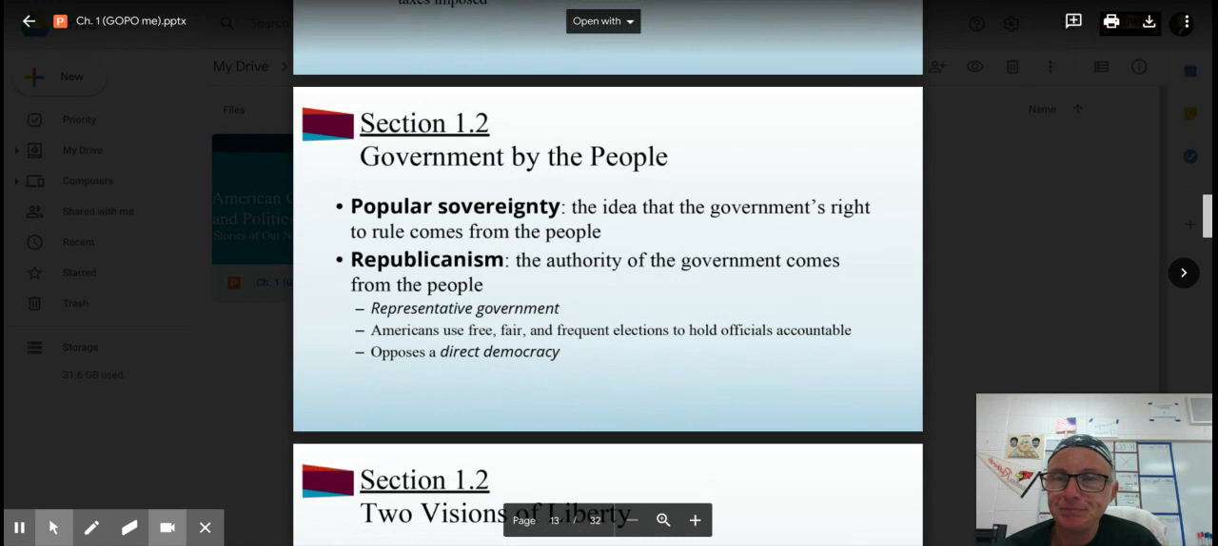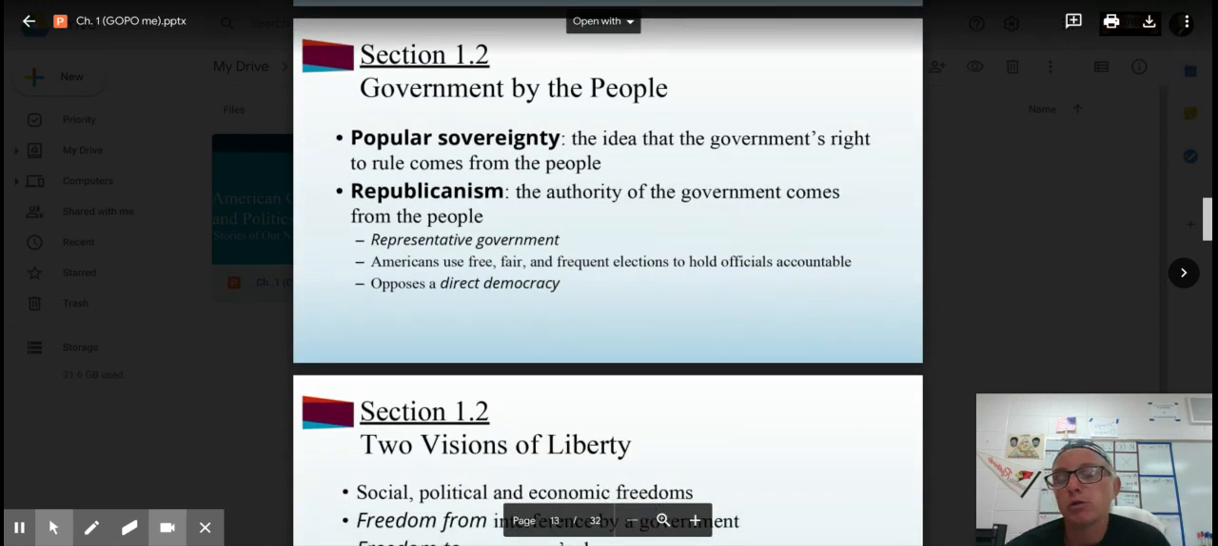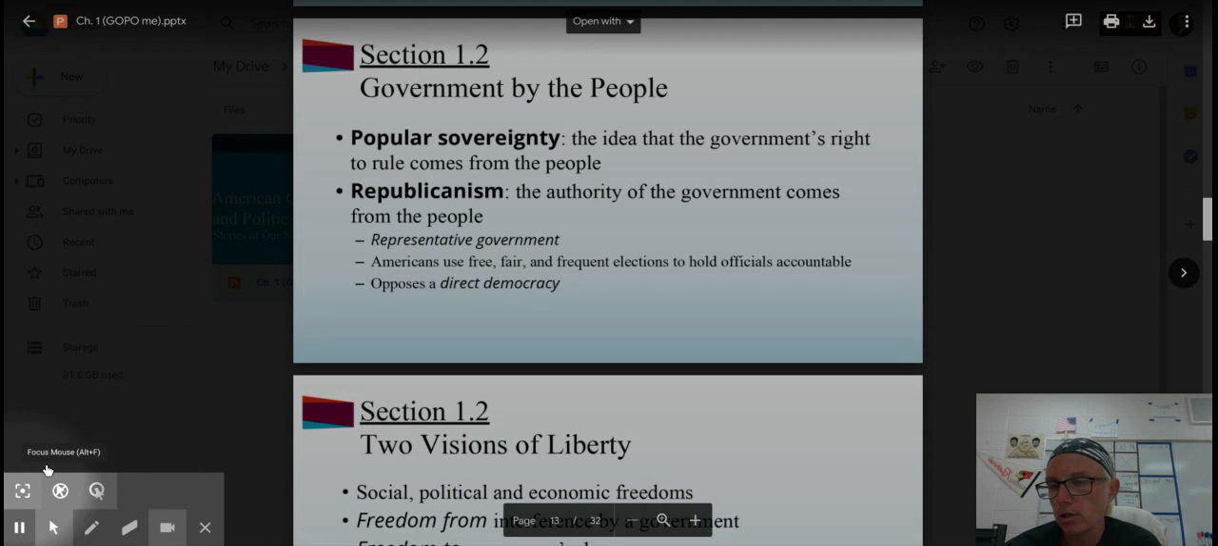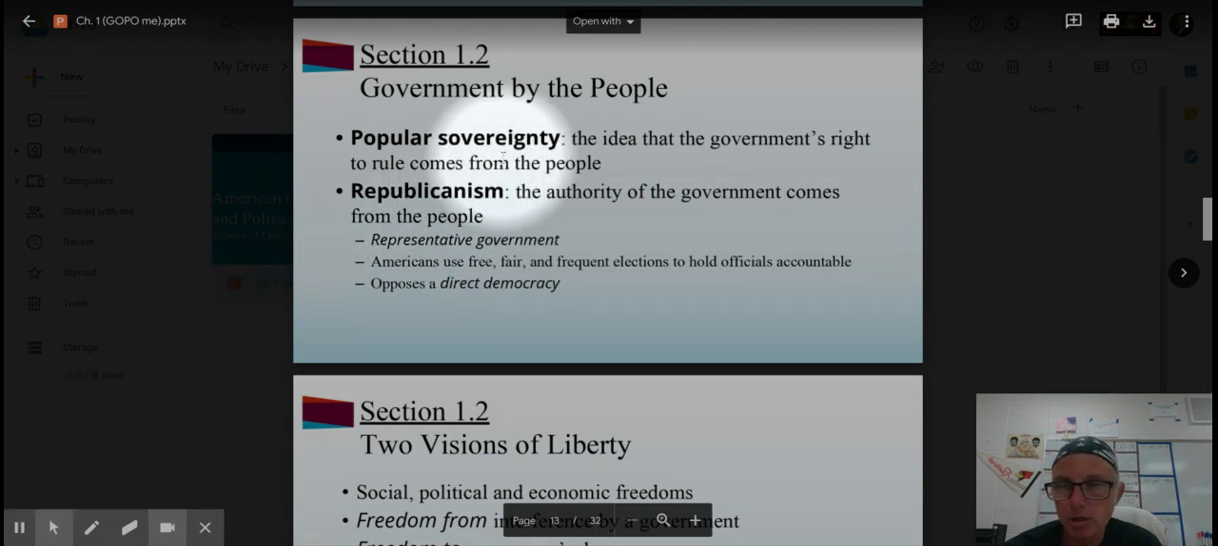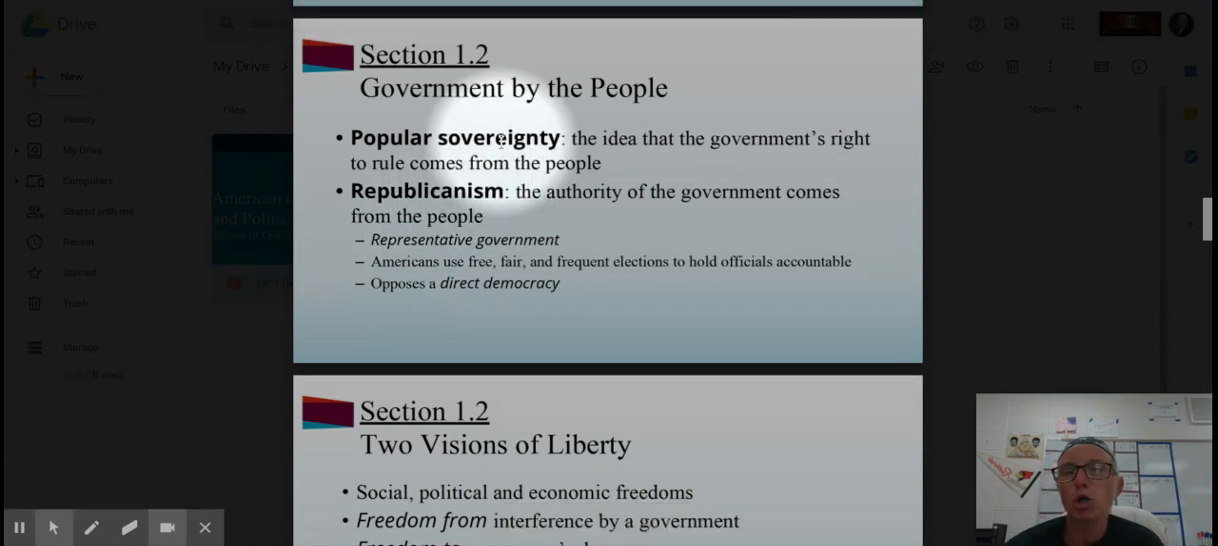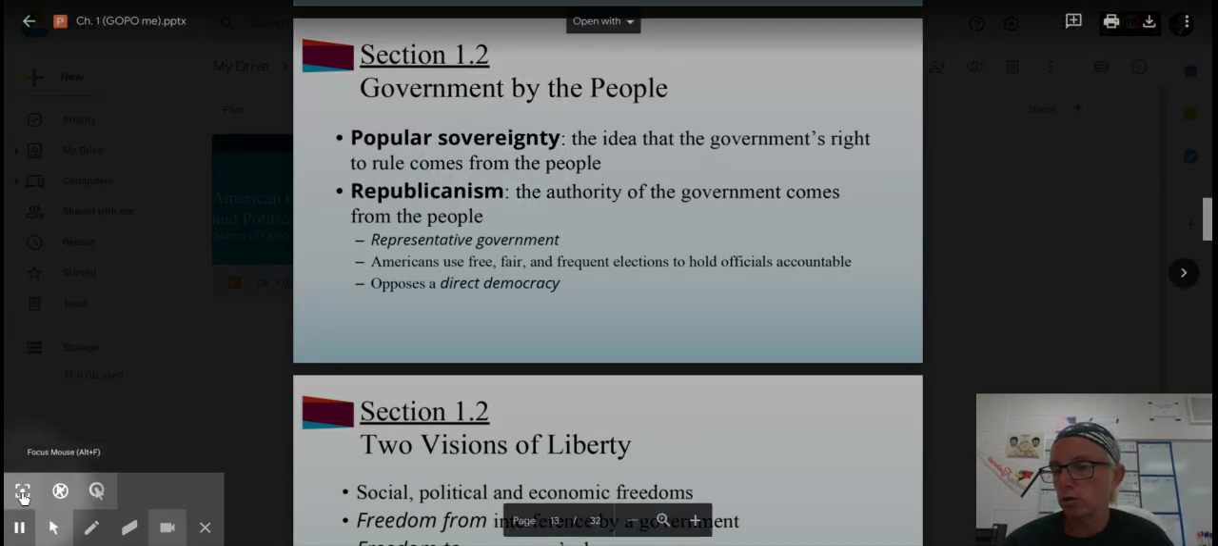All right. Some other parts of our American political culture are popular sovereignty and republicanism. If you look at the word sovereignty, look what word is within it. Right there in the middle, you see the word reign. And not reign like rain and thunder and lightning. We're talking reign like a king's reign, like they rule. Sovereignty is the right to rule. It's a country's right to rule itself.